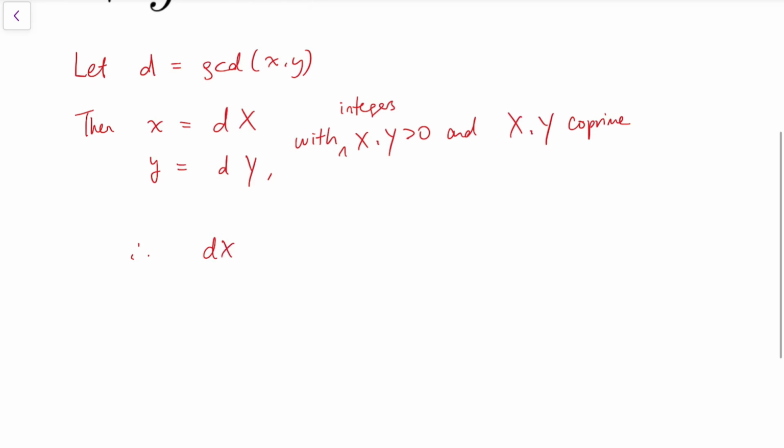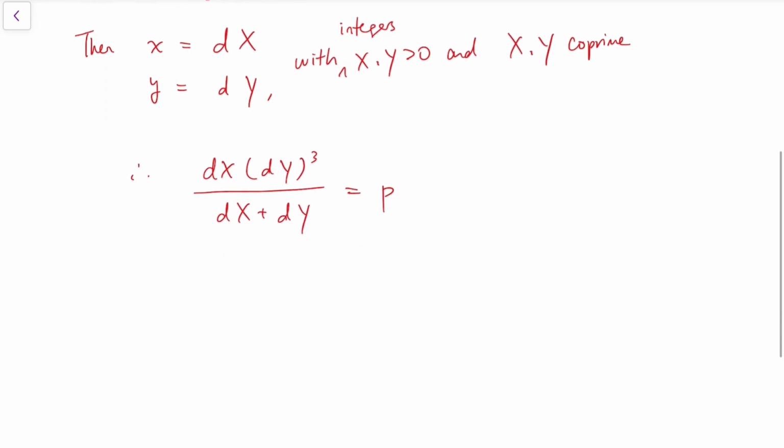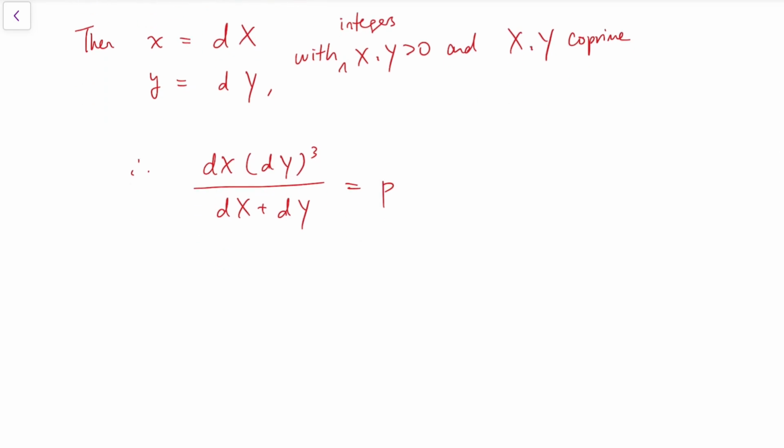Now, from this, we can rewrite the equation as d times big X times d times big Y all cubed over d big X plus d big Y equals p. And for this fraction, we can simplify, and we have d cubed times big X big Y cubed divided by big X plus big Y. Now the difference is that big X and big Y are now coprime. They do not share any common prime factors.